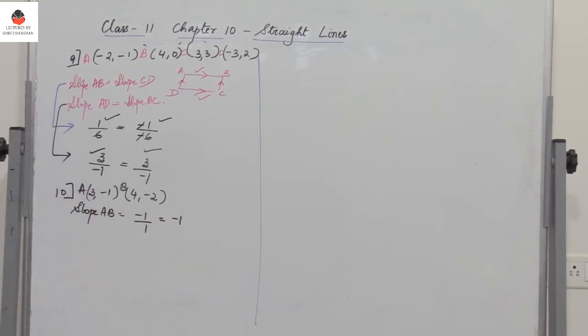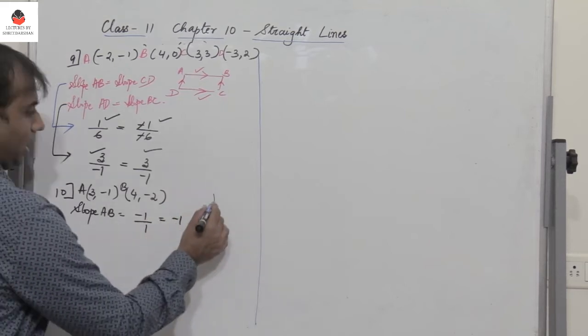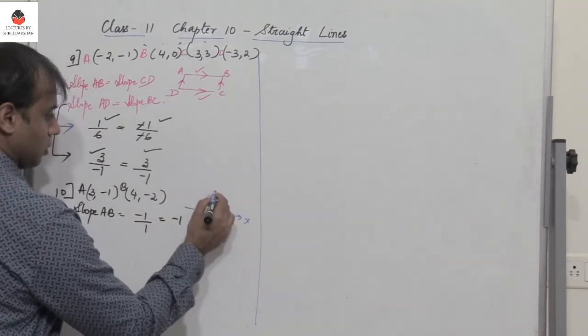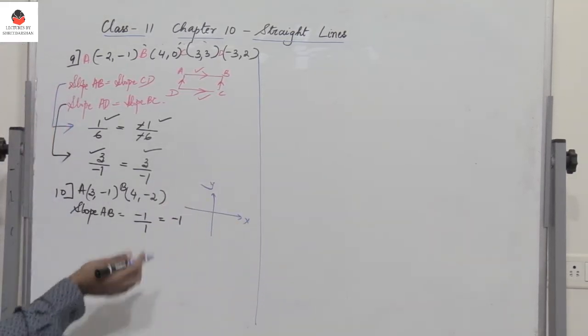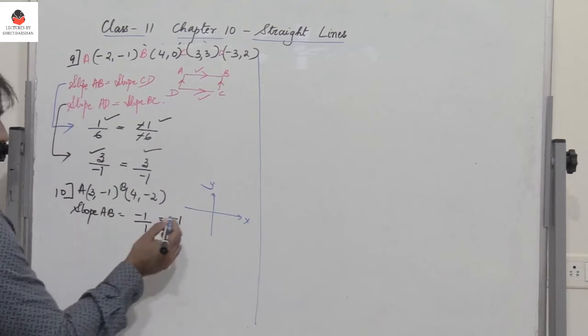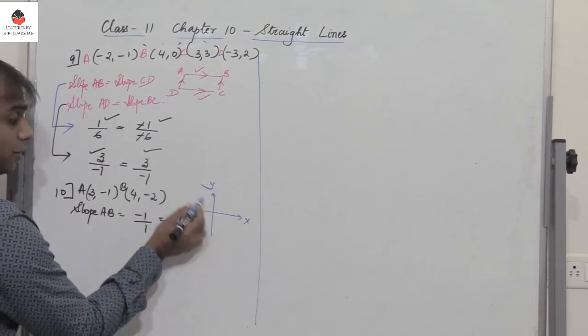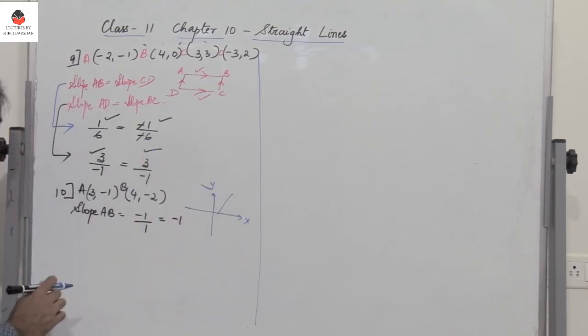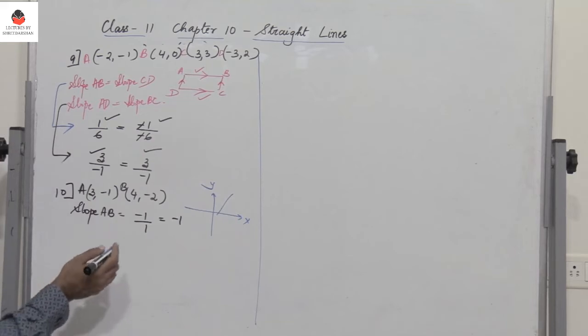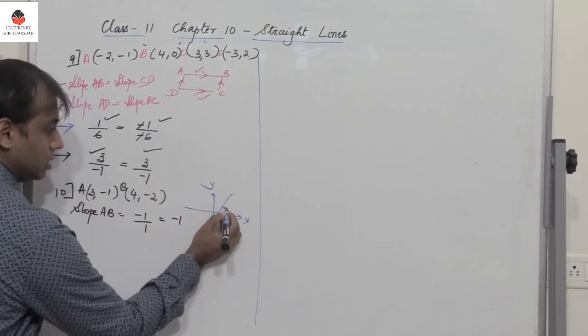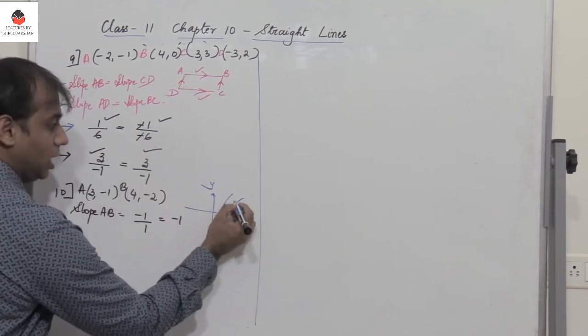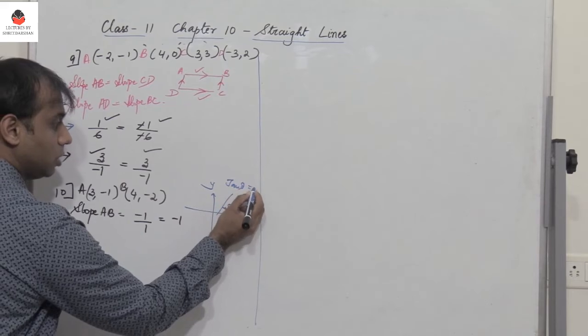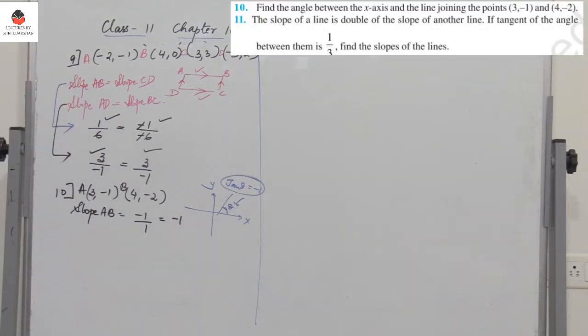So I have a line. You have the xy axes, this is x and this is y. I have a line where the slope is -1. Let's say this is the line, and this is angle theta. So tan of theta is equal to -1, and I need to find theta here.